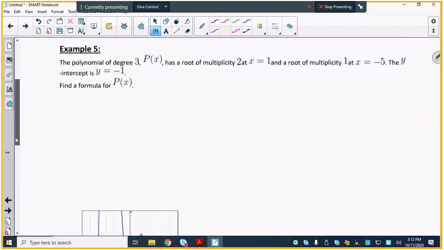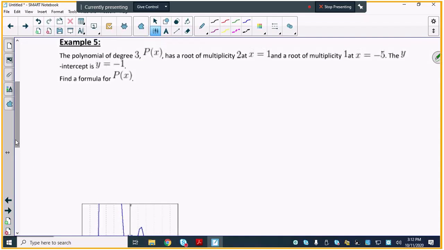So the next set of problems, what we're going to do, we're going to create a polynomial that satisfies a certain given condition. So this time, the polynomial should be a polynomial of degree 3, it has a root of multiplicity 2 at x equal to 1 and a root of multiplicity 1 at x equal to -5. So what I say, I first make a little table.